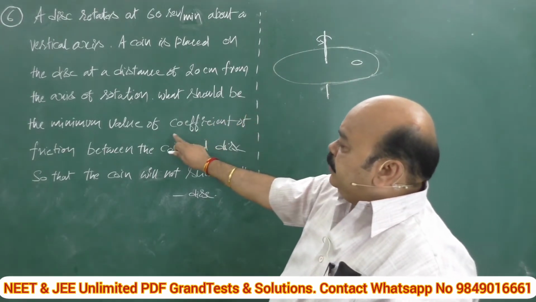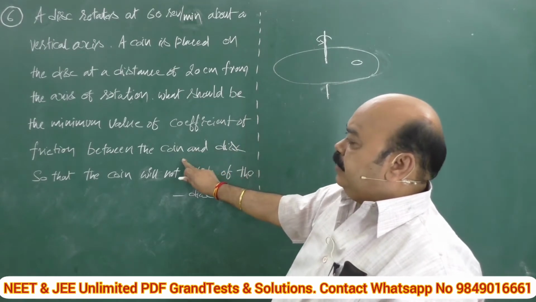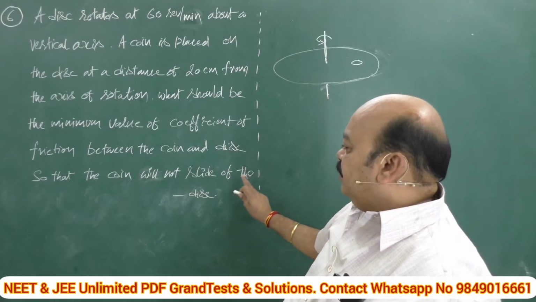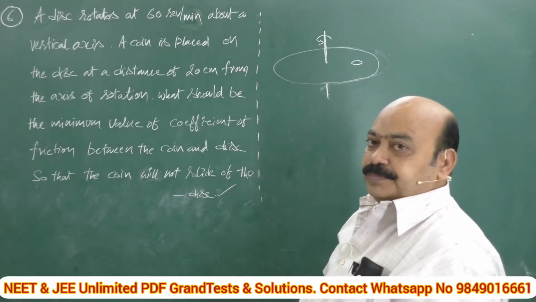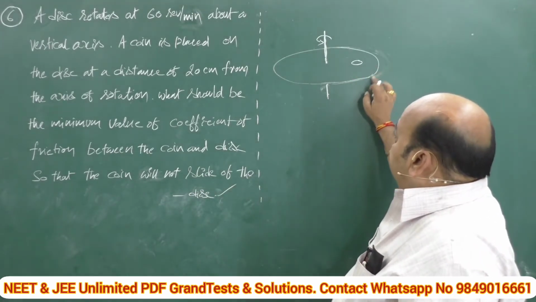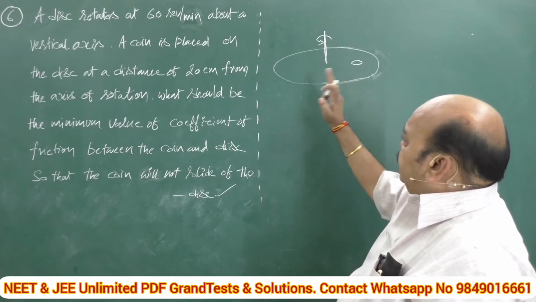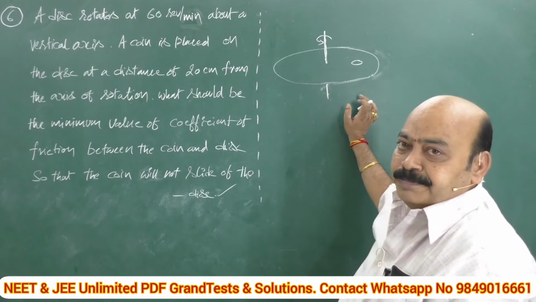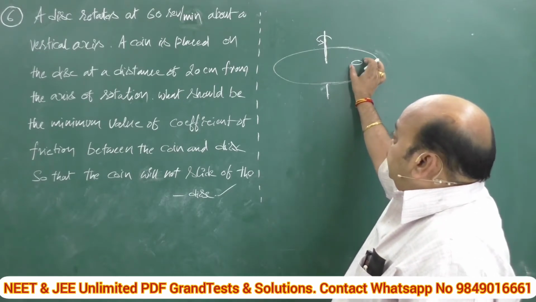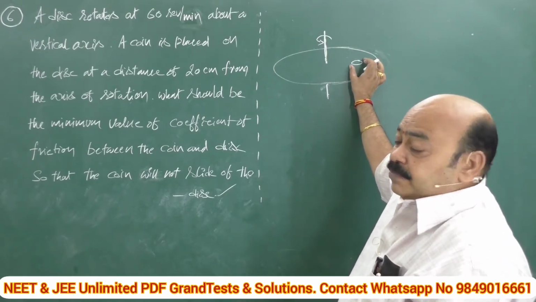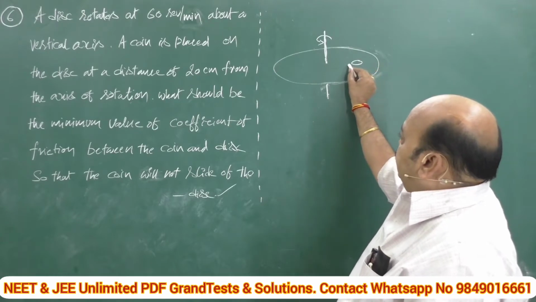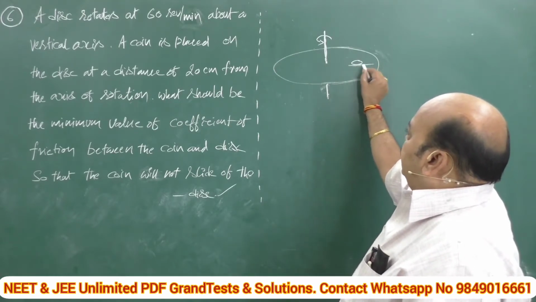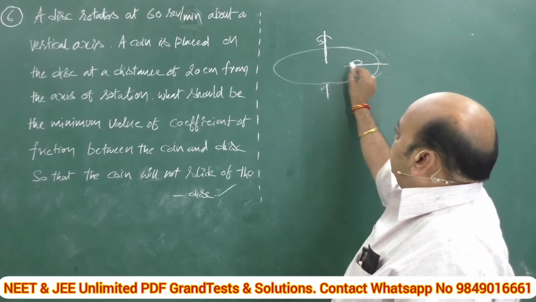What should be the minimum value of the coefficient of friction between the coin and the disc so that the coin will not slide off the disc? If this disc rotates, what happens? It has a tendency to fly off. Then which force keeps it from sliding off? The frictional force between the rotating disc and the coin keeps it.